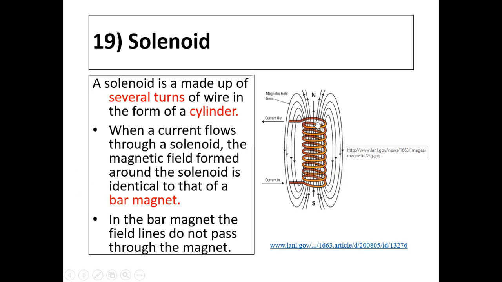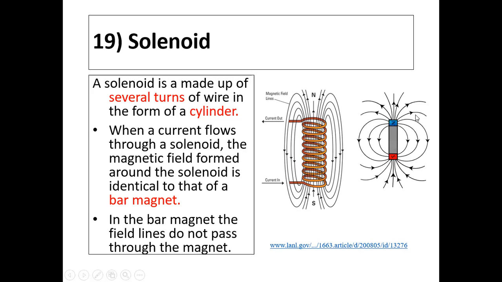Except in the bar magnet, it doesn't go through the magnet itself. But in the solenoid, it passes through. Right? That's your bar magnet. It doesn't go inside, only outside, that's all. So it should be further and further apart like here. It shouldn't be that close together.